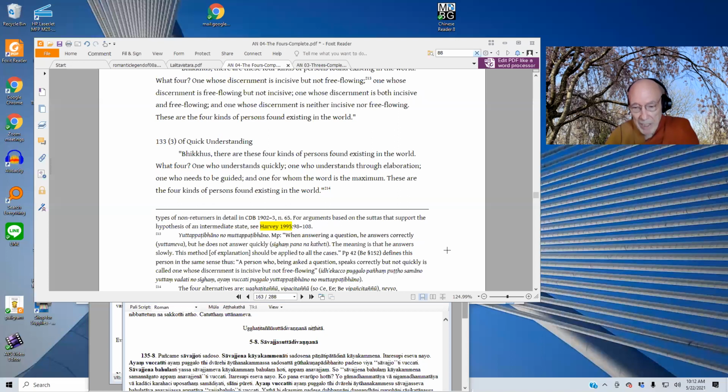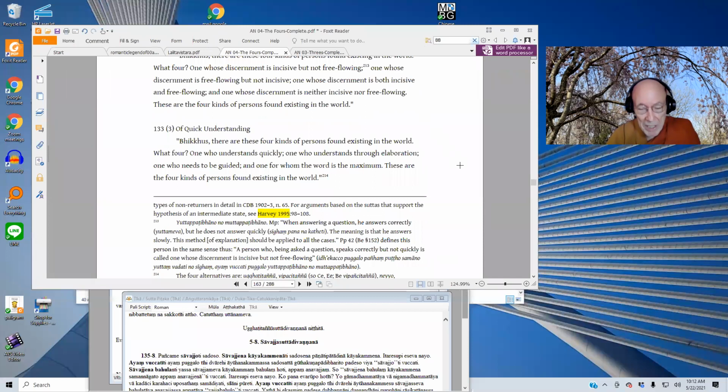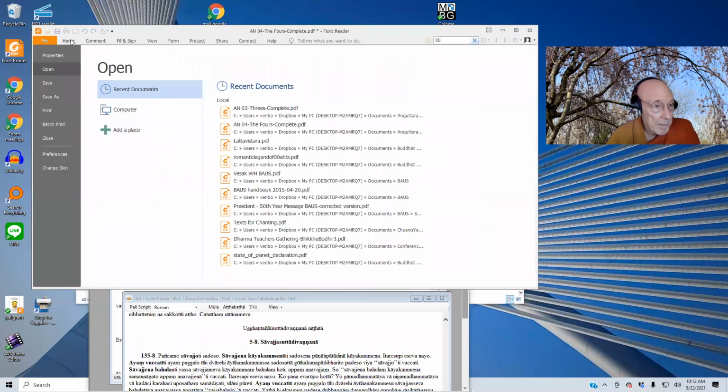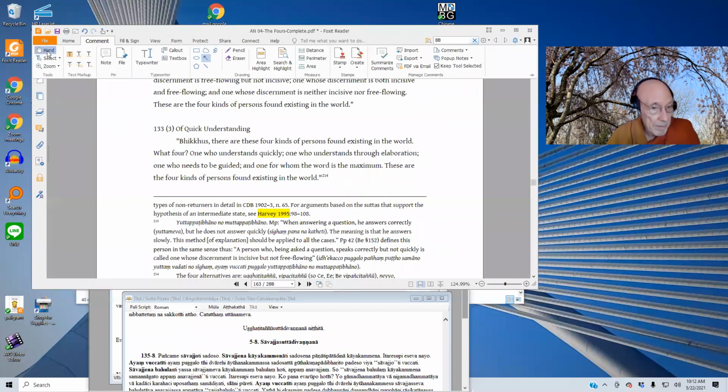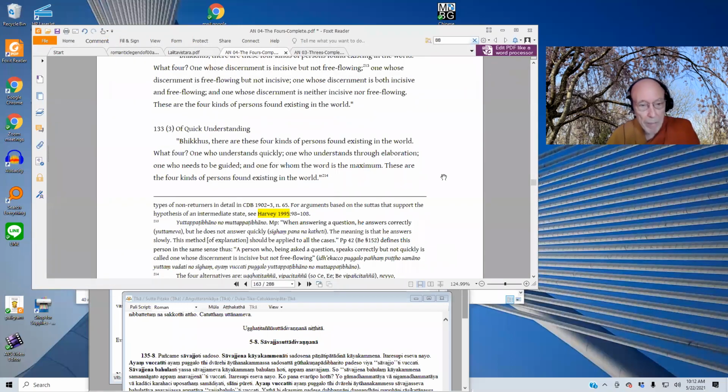Okay, so good morning, everybody. Good morning. And we are now continuing with our reading of the Anguttara Nikaya, the book of numerical discourses of the Buddha. And we're in the book of fours. In this class, I want to go through a whole number of short suttas, just find what's interesting in each one, explain it, and then move on to the next.